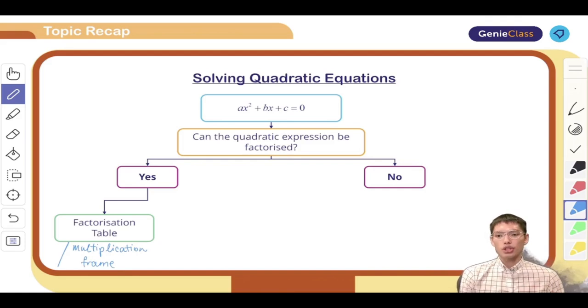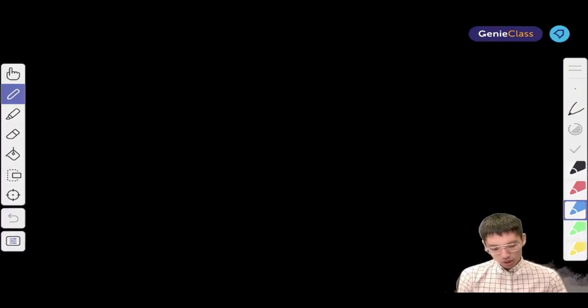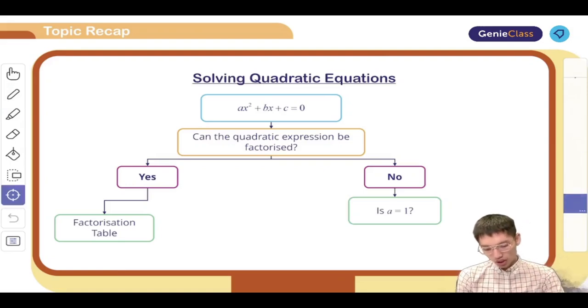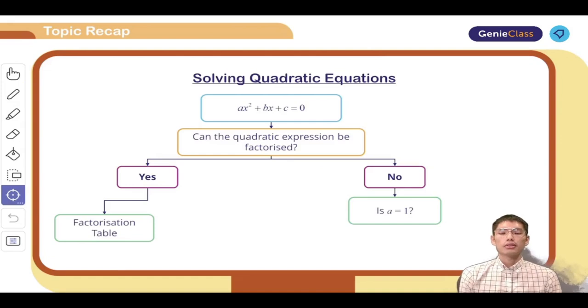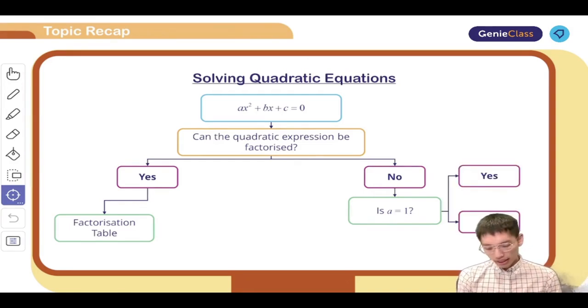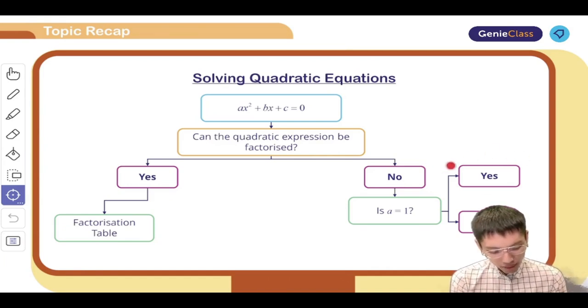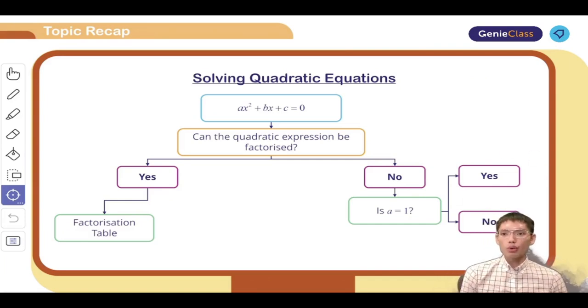So we can use the multiplication frame as well. It helps us with the factorization table. Some of you are more familiar with this. But what happens if it's not? We can take a good look at this. Is my coefficient of a equal to 1? If it's equal to 1, we have to take note of two things. Either yes or no. Does anybody want to take a guess? If my coefficient is equal to 1, what method do you think we can use to solve my quadratic equations? Yes, Denise, there's still more, so don't worry about it. In fact, there are quite a few today. But let's see how we do this. If my coefficient is equal to 1, what method can we use to solve my quadratic expression?